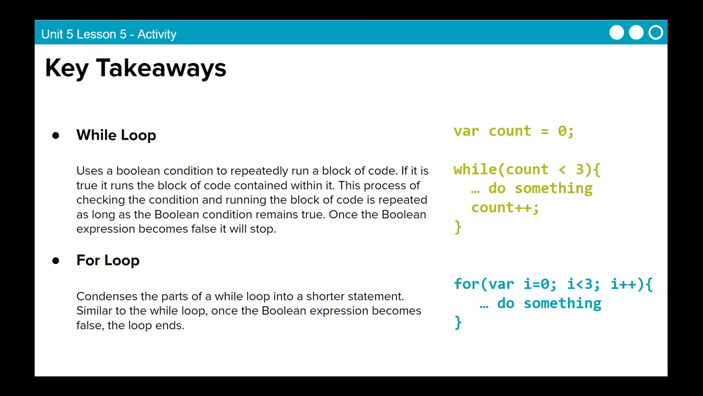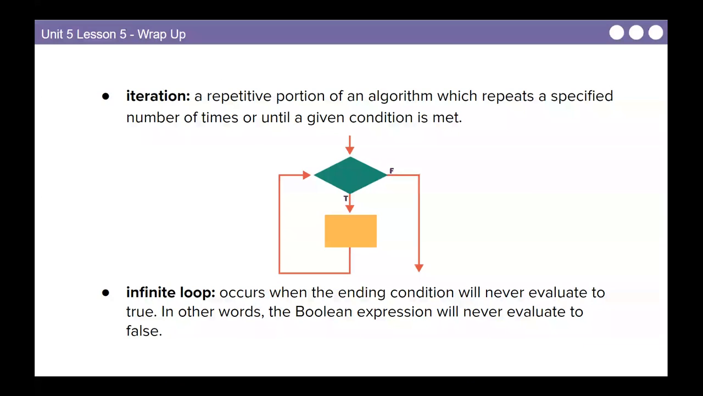There is a video on using loops that we're supposed to watch together, but I will leave that to you. Add to your digital journals the keywords iteration and infinite loop. Iteration is a repetitive portion of an algorithm which repeats a specified number of times until a condition is met. An infinite loop is when basically the condition is never met. So that's important for you guys to know. Make sure that you write this down in your digital journals. And that should be it.